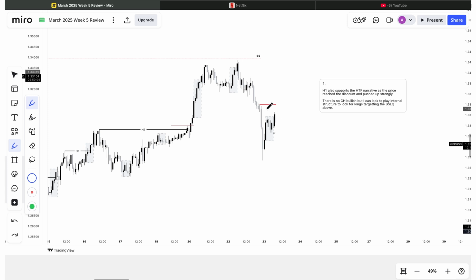And this, I consider this as the CHoCH bullish. This is not actually a CHoCH bullish, but with this strong rejection, I can assume this is the maximum pullback that the price could make. And if the price does a CHoCH bullish, then I can look for some POIs to enter to target the buy side liquidity also. That was the plan.